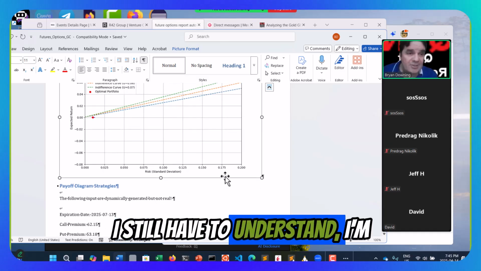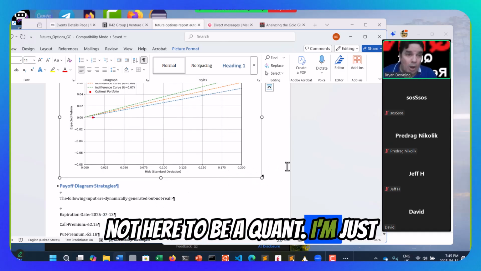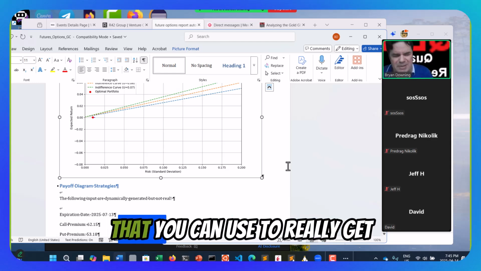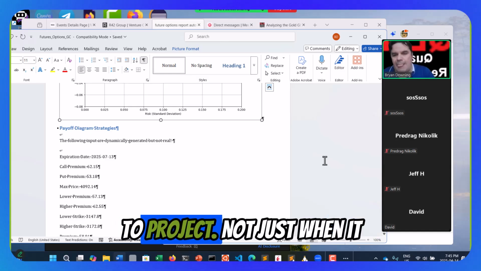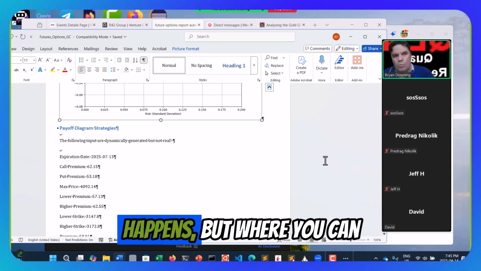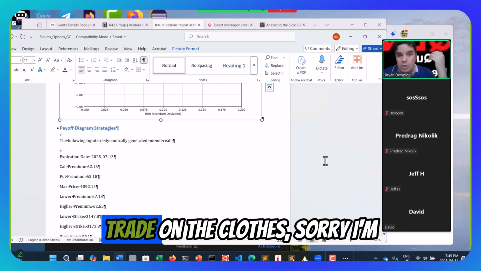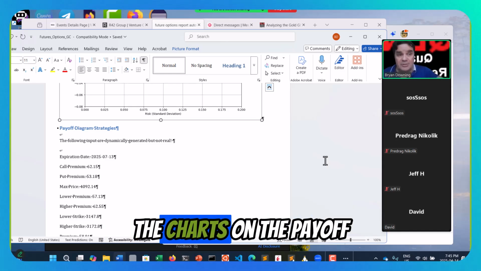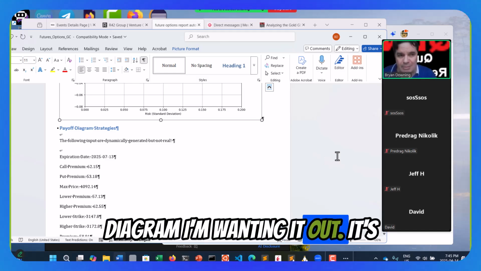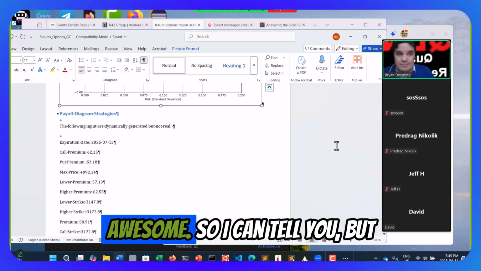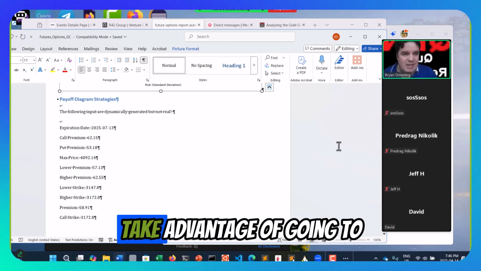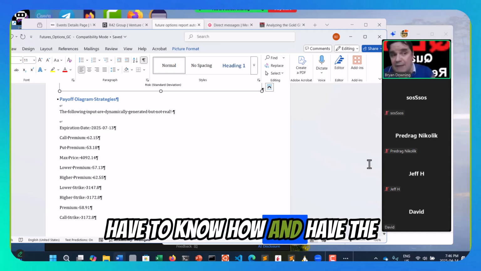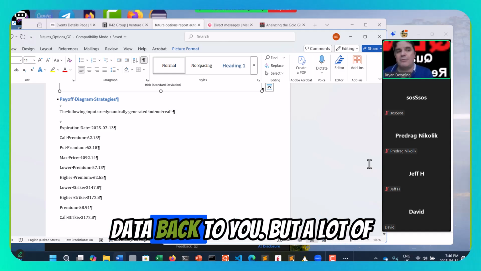I still have to understand I'm not here to be a quant. I'm just showing you the type of data that you can use to really get really good at it and be able to project not just when it happens, but where you can trade on the close, sorry, on the open. And you'll see later on the charts on the payoff diagram and when they get out. It's awesome. That's all I can tell you. But you have to have a fairly big, sophisticated account to really take advantage of it, and to have the know-how and have the technology to throw all this data back to you.